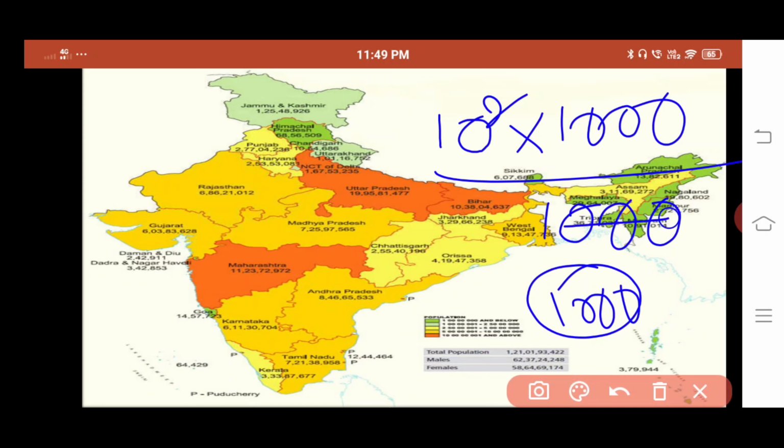So by cancellation of these three zeros you will get 100. So 100 per square kilometer, 100 members will be there per square kilometer. In this way, by using this same technique or method, we can find out the density of population of the states and cities. So here easily we can understand, my dear children.